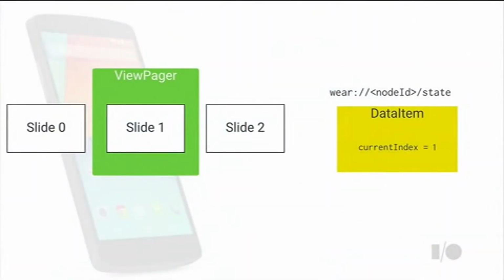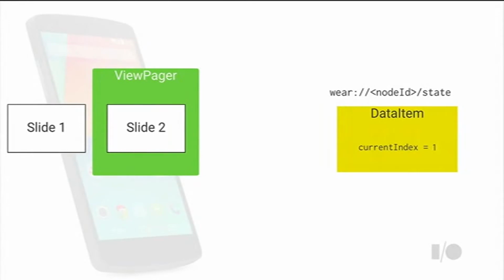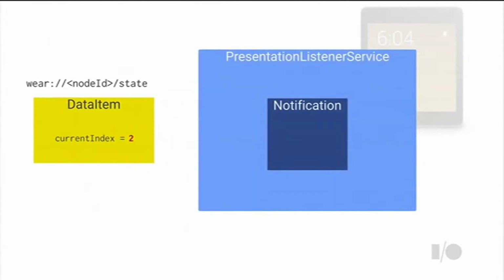So let's take a look at the overall building blocks that are going to make up our application. On the left-hand side here, we have our view pager that's going to have a couple fragments, these slide fragments. And when the user slides from left to right, we're going to update our data item. We're going to update the index from 1 to 2. We push this into the data store, and that event is going to get over to the wearable, and we're going to update a notification when that happens.